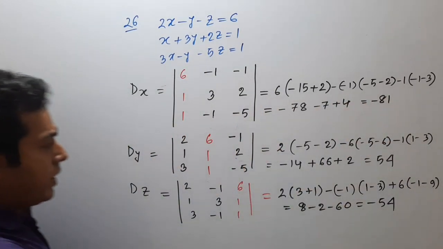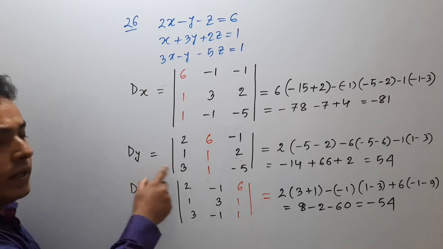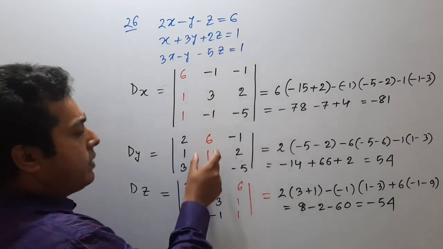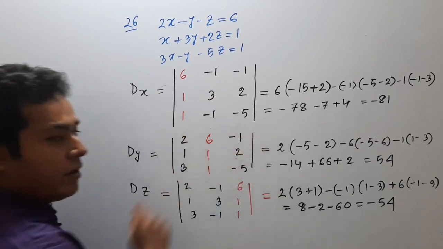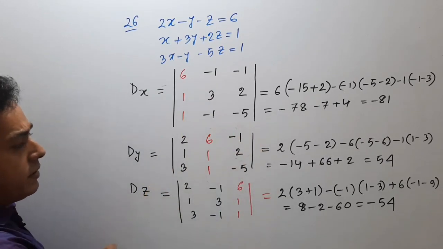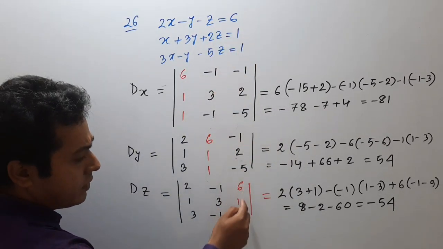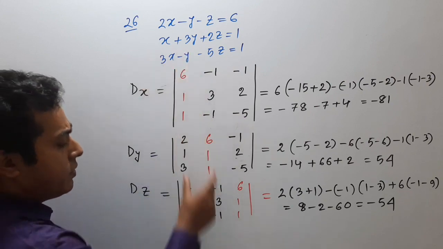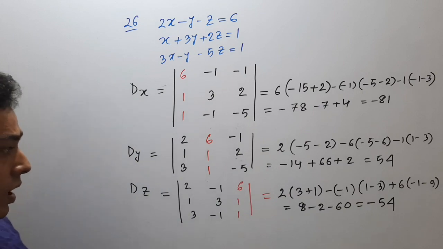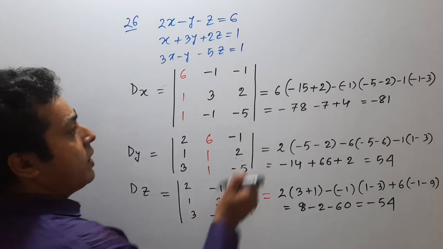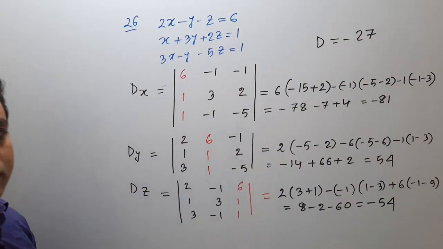And similarly Dy and Dz. In Dy, the coefficient of y is replaced by the constant terms, and its value is this. In Dz, the coefficient of z is replaced by the constant terms 6, 1, 1, the other two columns unchanged, and its value is this. From before, D is equal to minus 27.